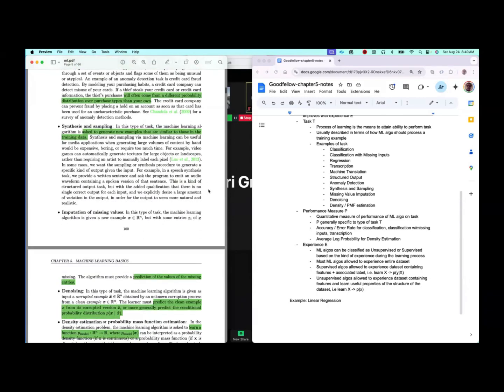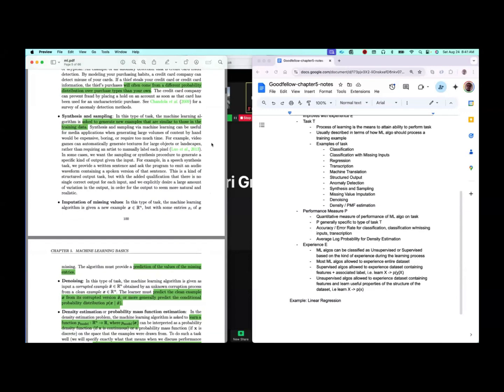And synthesis and sampling is based on the distribution the model has learned, it can find other points which are similar, not necessarily a real piece of data, right? But it can generate synthetic data from the same distribution. One possible example is SMOTE, where you can do data augmentation. So if you have a set of values and you want more data out of that data distribution, you can basically interpolate. But there are other things here also. For example, it says speech synthesis task: we provide a written sentence and ask the program to emit an audio waveform containing a spoken version of that sentence.